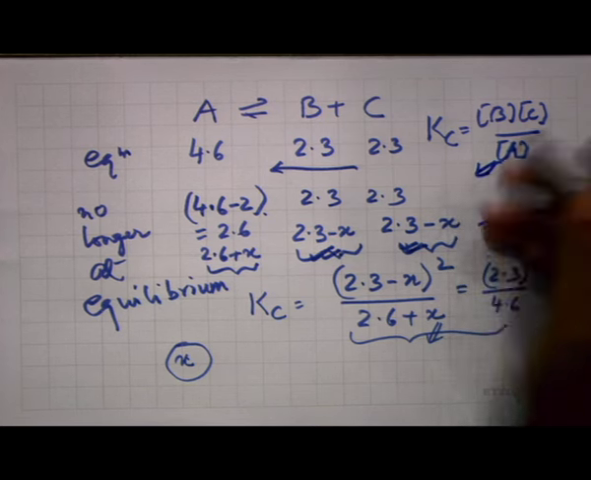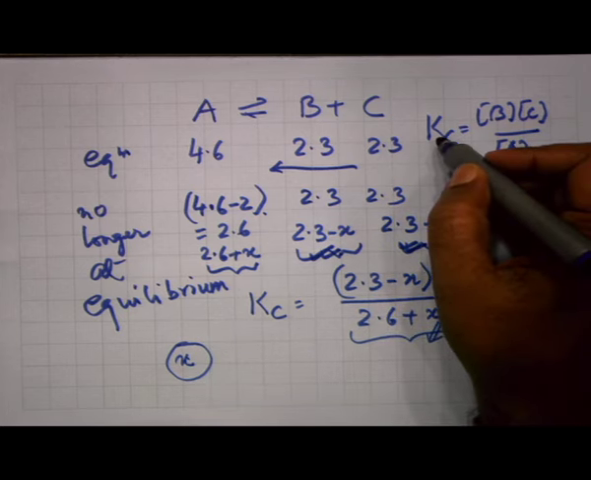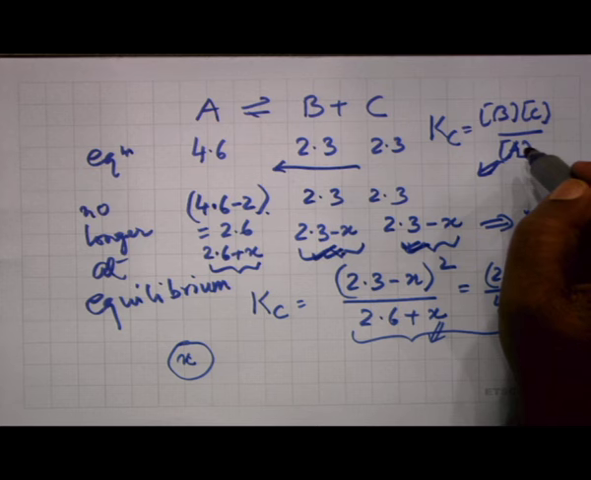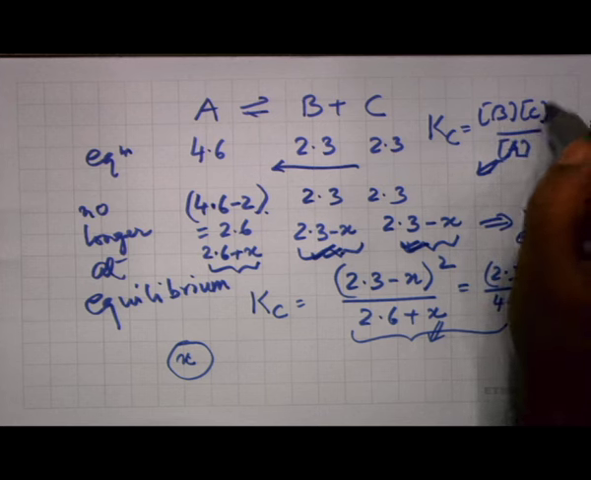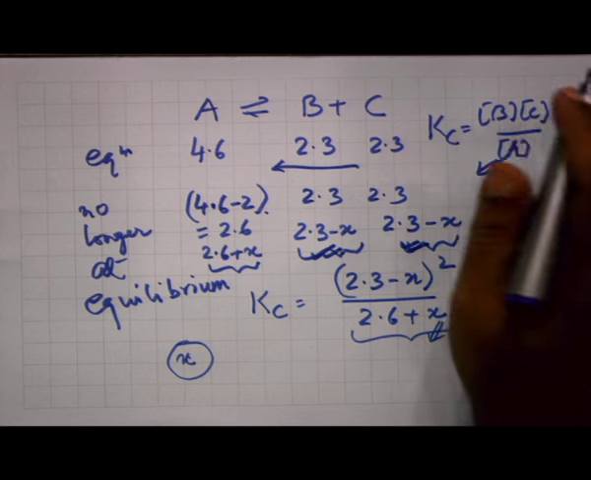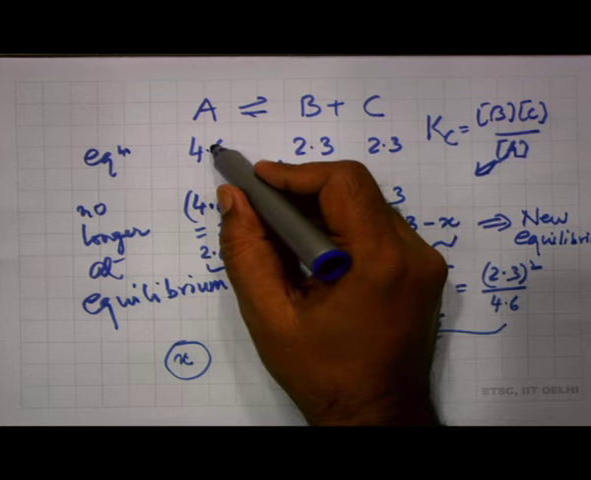If you take out A, this Kc is constant, you must remember Kc is constant. So, if I remove A, then what will happen? Concentration of B and C will decrease, so that B into C by A remains constant, and that is why B and C decrease when the reverse reaction takes place.